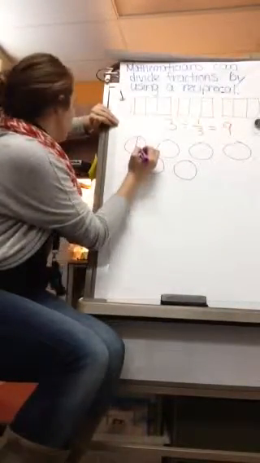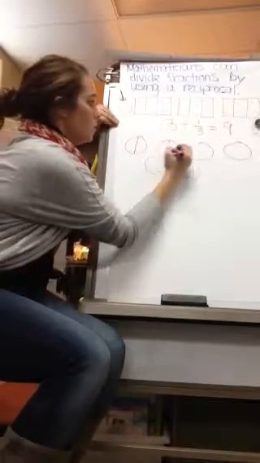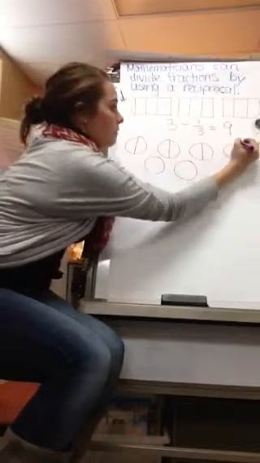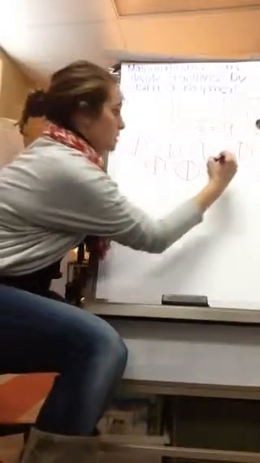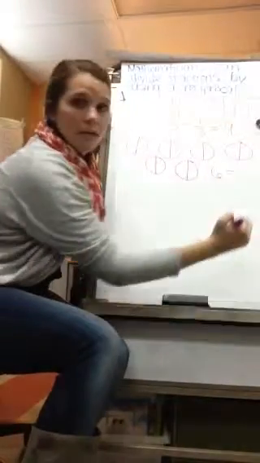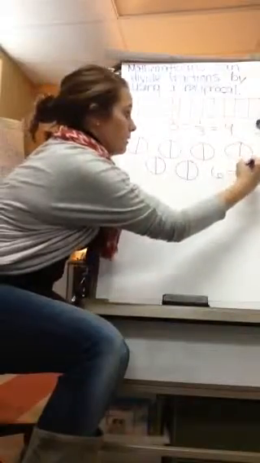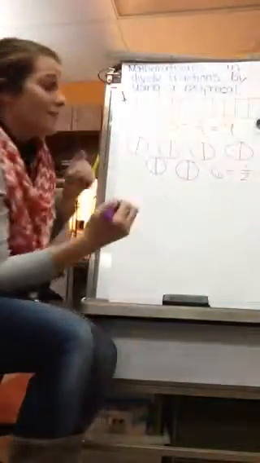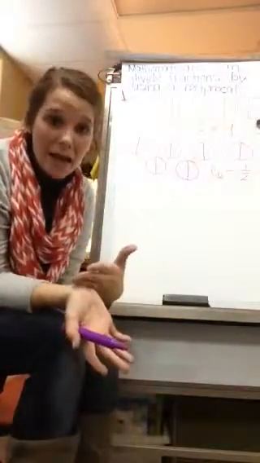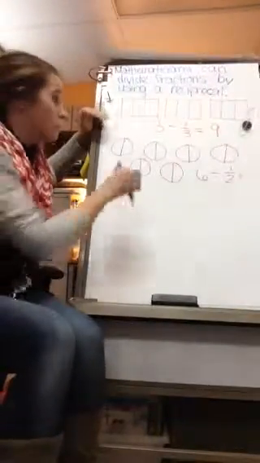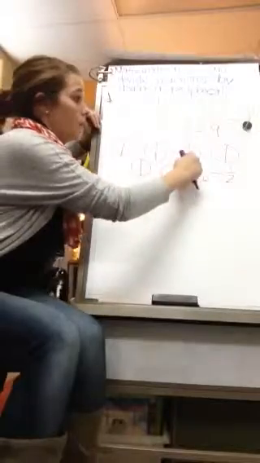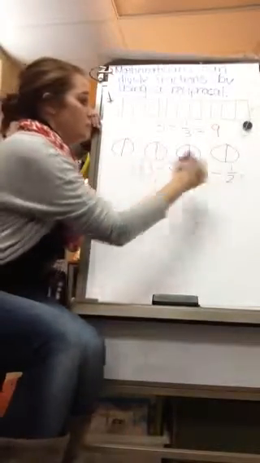So there's 1/2, 2/2. 1, 2. There's half, half, half, and half. So the problem that I just represented was 6 whole pies divided by a half. So that question is how many 1/2s are in 6? So let's count the halves. 1, 2, 3, 4, 5, 6, 7, 8, 9, 10, 11, 12.